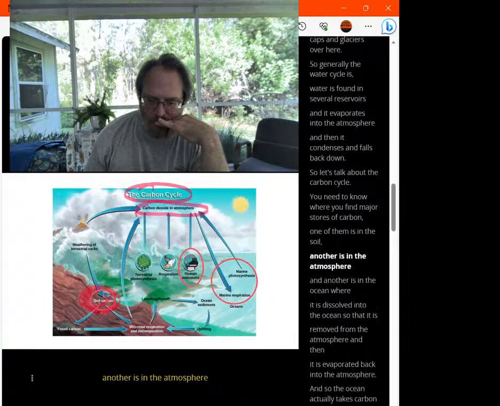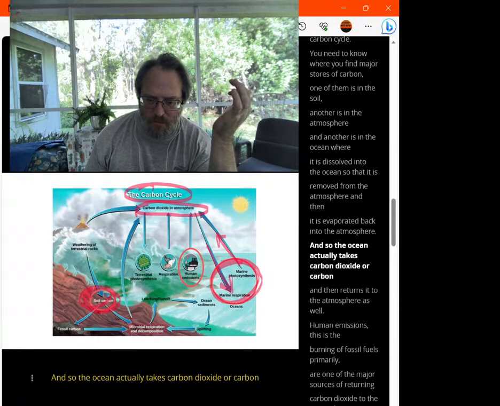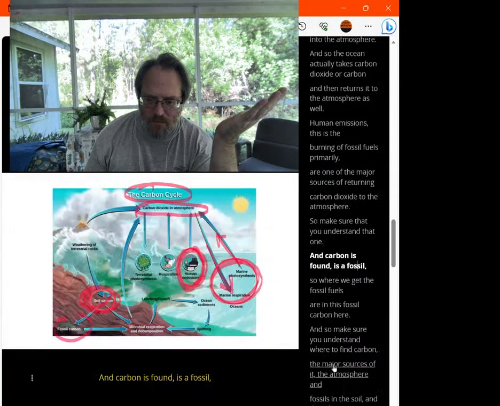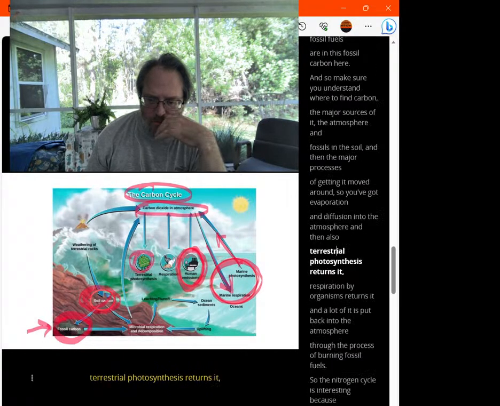Where you find carbon, and another source is from the atmosphere, and then carbon dioxide. Fossil fuels are one of the major sources of returning carbon dioxide to the atmosphere. And carbon is found in fossil carbon, so that's where we get the fossil fuels. Major sources of it, the terrestrial photosynthesis return.